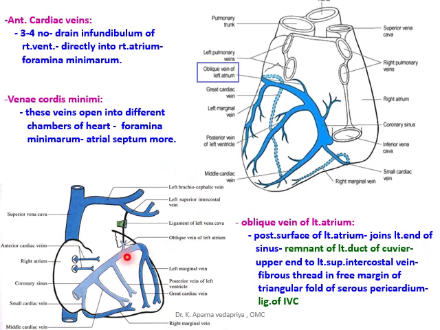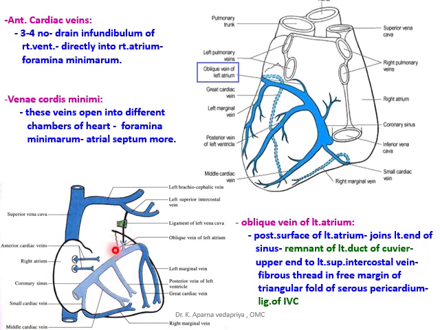And coming to another vein, which is a tributary of the sinus venosus, called the oblique vein of the left atrium. This is seen on the posterior surface of the left atrium here, and joins the left end of the coronary sinus.